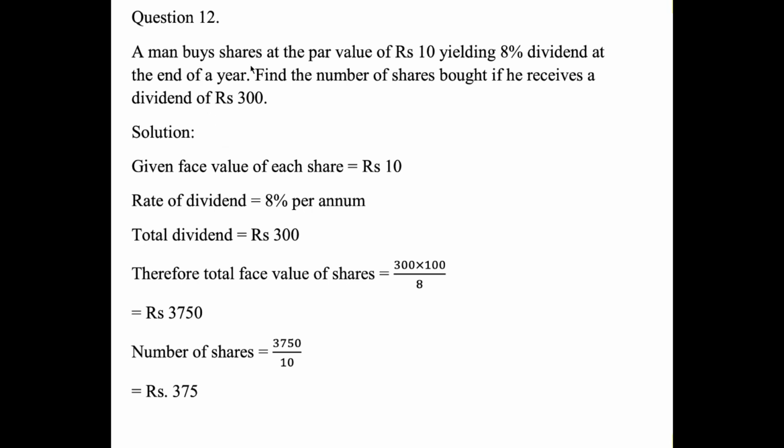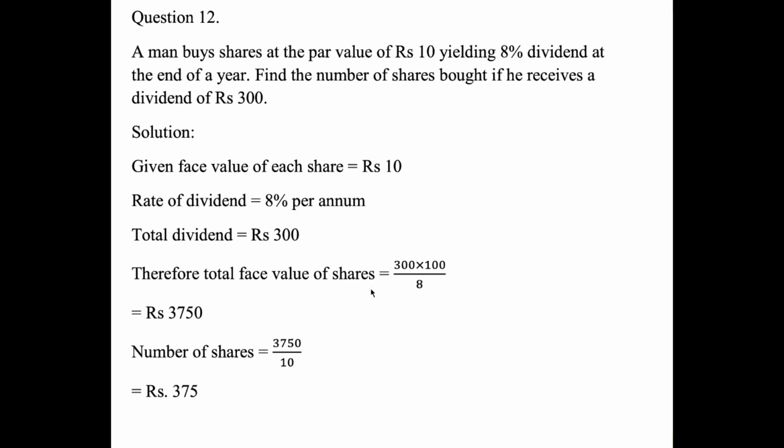A man buys shares at the par value of rupees 10, yielding 8% dividend at the end of a year. Find the number of shares bought if he receives a dividend of rupees 300. So face value of each share rupees 10, rate of dividend 8% per annum, total dividend 300. This much information is given over there.